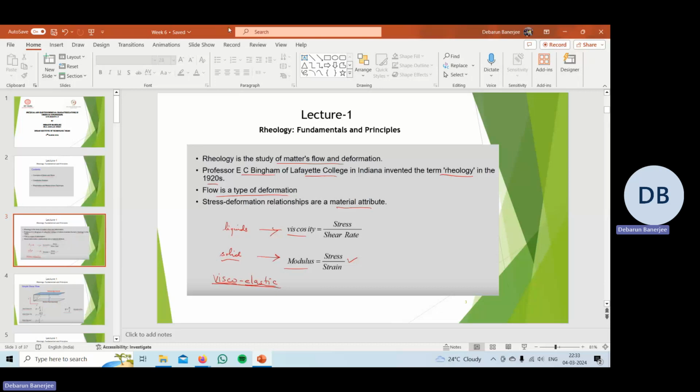So when you talk about liquids, the defining parameter for this flow deformation is viscosity, which is the ratio of stress and shear rate. For solids, it is modulus, which is the ratio of stress and strain. And the materials which have the properties of both these types are usually called viscoelastic.